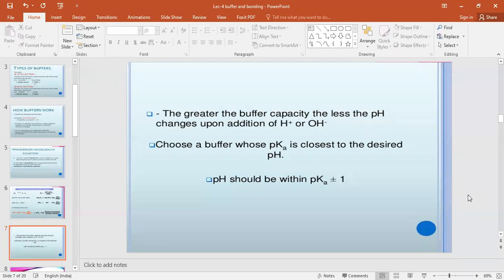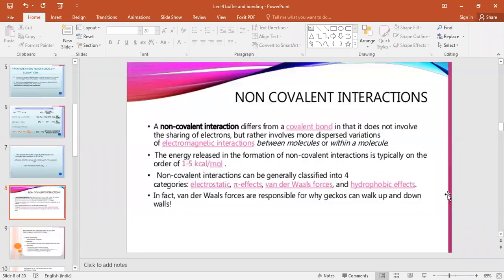You have to choose a buffer whose pK is closest to the desired pH value. The pH should be within the pK value, means only plus or minus 1. That much of difference is sufficient, but you have to choose a buffer system whose pK value is very near to the pH of that buffer. That is the standard buffer we are going to use. Okay, this is all about the buffer system.